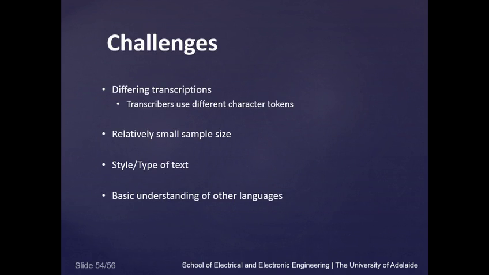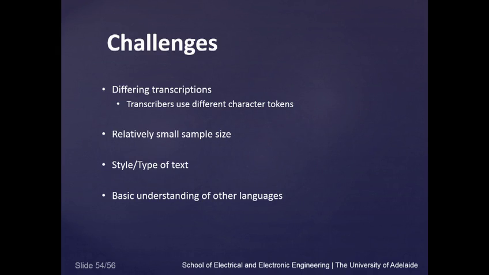Challenges that we met. The differing transcriptions. The transcribers tend to use different character tokens for a similar token within the Voynich. One transcriber might use an A while the other might use a B. It's a relatively small sample size to be testing over. This made it very difficult to determine possible relationships, as we can only test the one text.